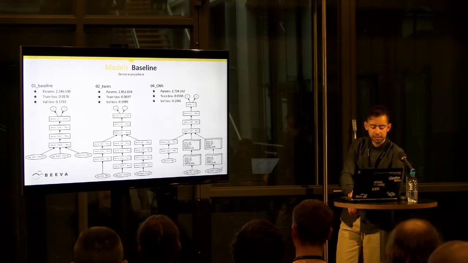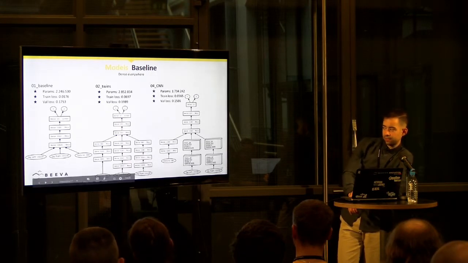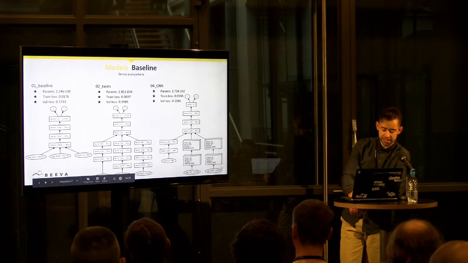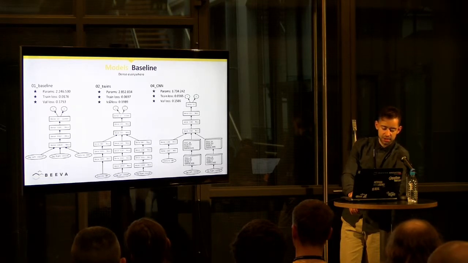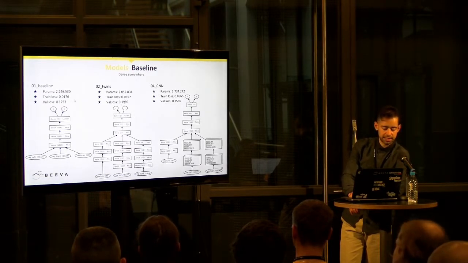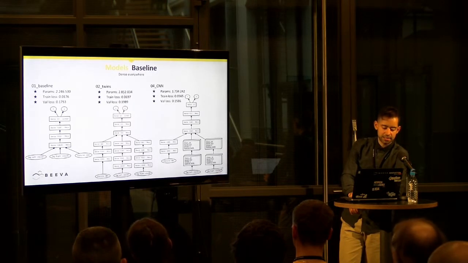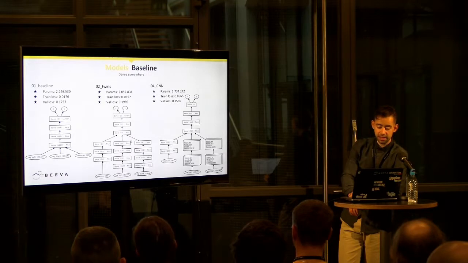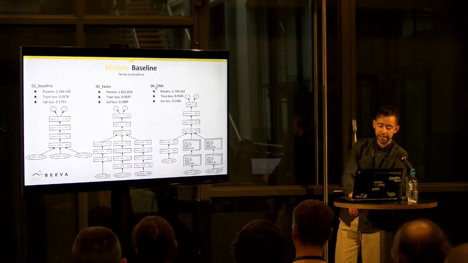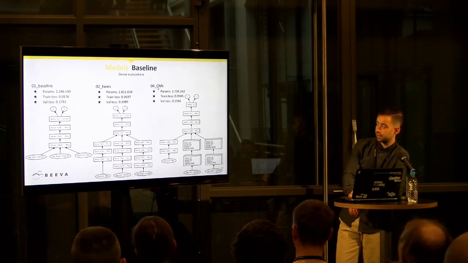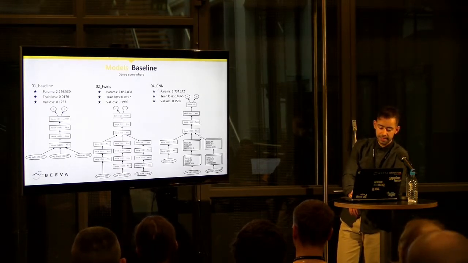Here in the twin model, I tried to predict meaningful features for the left and right images, and then combine the features. You can see that the validation loss is worse than the baseline. The parameters are high, and that usually happens. I thought I didn't have enough data to train this kind of complex model. And then I tried a convolutional network model.